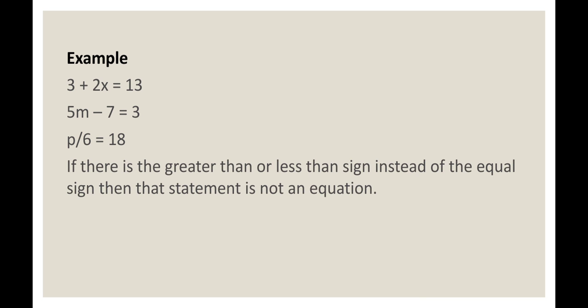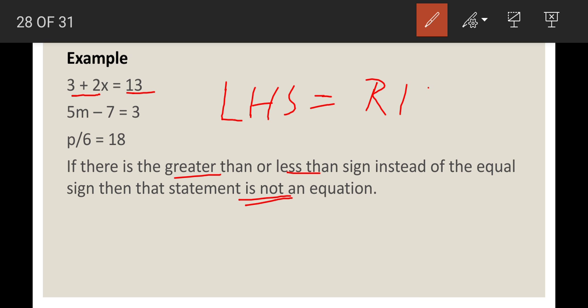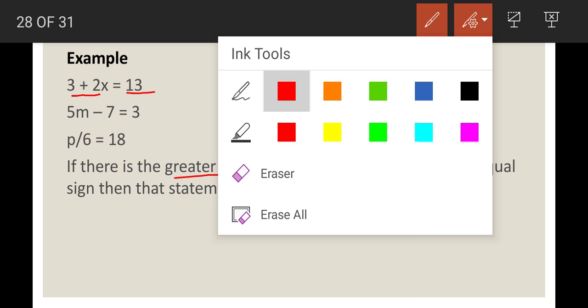If there is a greater than or less than sign instead of the equal sign, there are two more signs also, then you can say that it is not an equation. That cannot be an equation. So for an equation, the left hand side must be equal to the right hand side. Clear? For an equation, LHS must be equal to RHS.